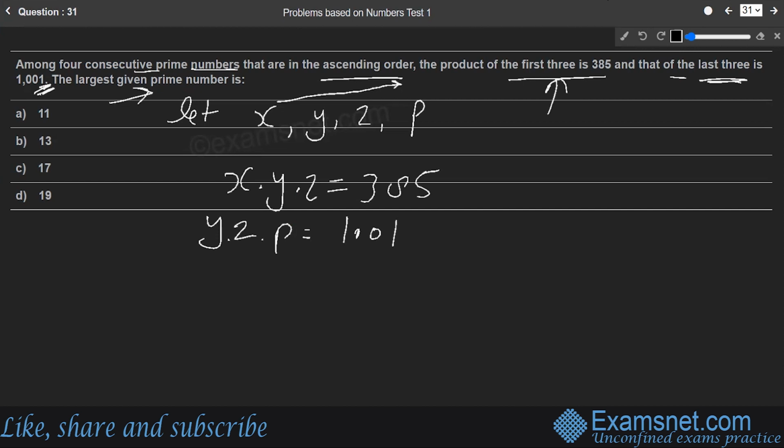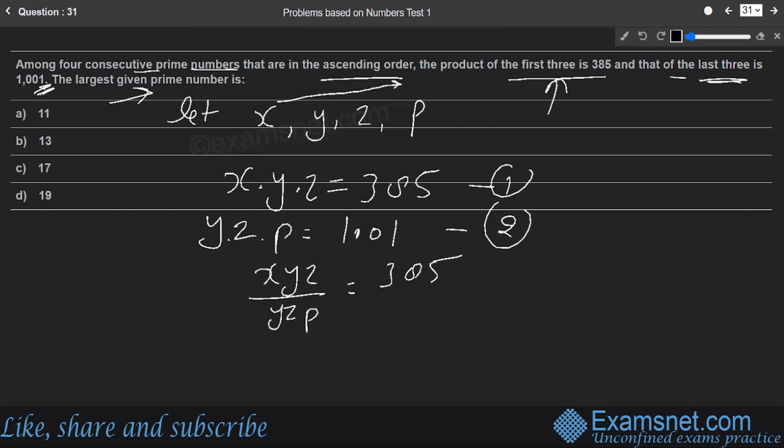So ultimately we have to find some connection between them. Between these two equations, if we add or subtract, we will not get anything. Rather, if we divide, we can get something. xyz divided by yzp will give us 385 divided by 1001, which is nothing but 5 over 13, when y and z get cancelled on both sides. So x by p comes out to be 5 by 13.